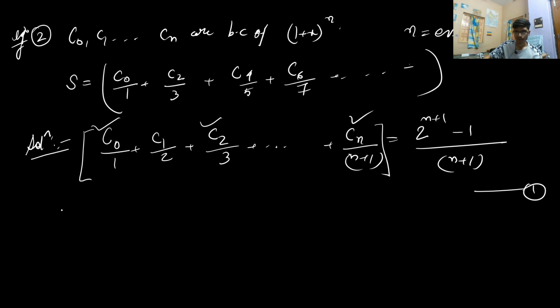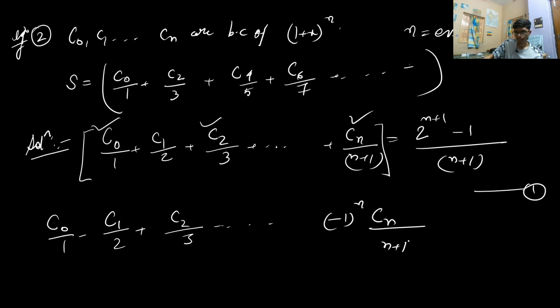Let us again find out another important series, that is C0 minus C1 by 2 plus C2 by 3 and so on up to minus 1 raised to the power n Cn by n plus 1. So let us try to find out the value of this particular series. If we are looking for the value of this series, how will we get it?